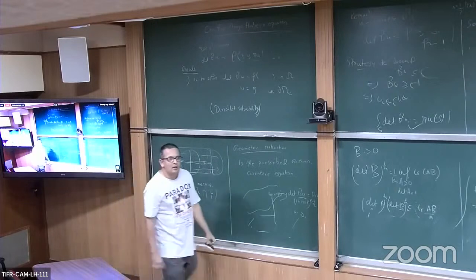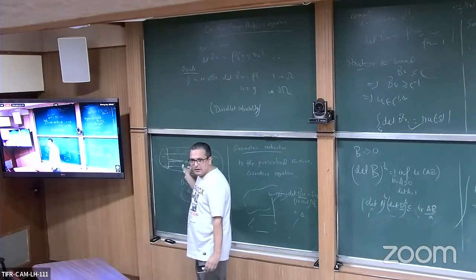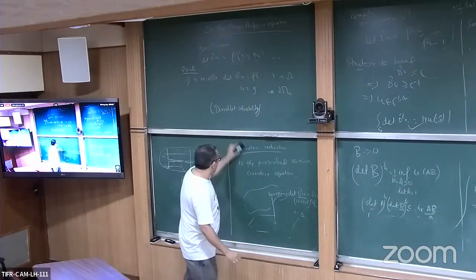Then Caffarelli showed that if this kind of situation is bypassed, that is, if you assume that the target has convexity, then what Caffarelli showed was the following.